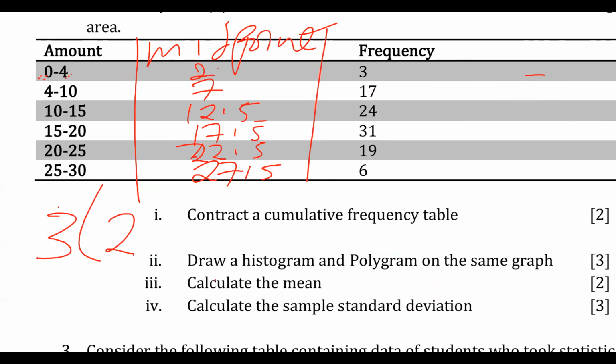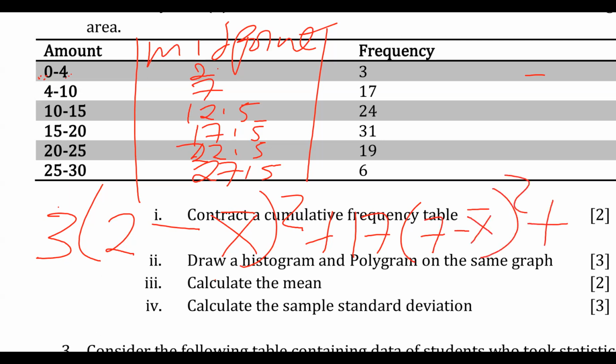The first x is 2 minus the mean that you're going to find. Then you square that plus, you're following, right? So the frequency first. The next frequency is 17 times 7 minus the mean, and you square that plus 24. So you begin by the frequency first.